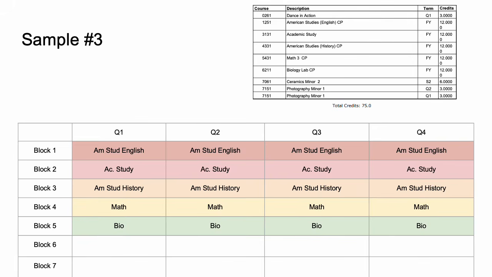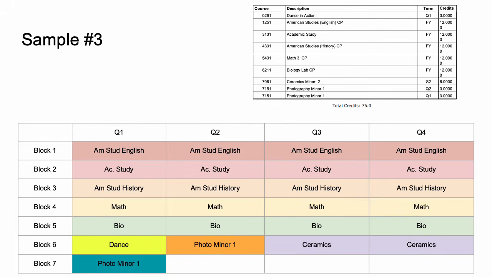Again, we're going to fill in all of our full year courses: American Studies English, Academic Study, American Studies History, Math, and Bio. A semester of ceramics, and a couple of quarters of photo and dance.